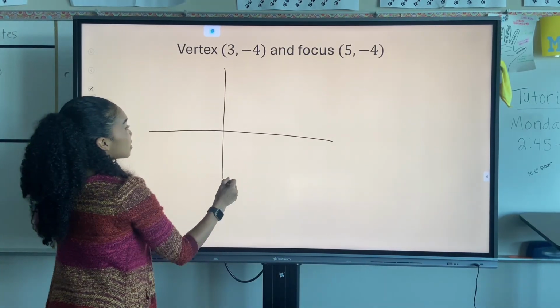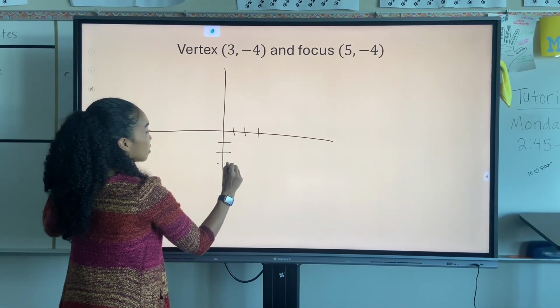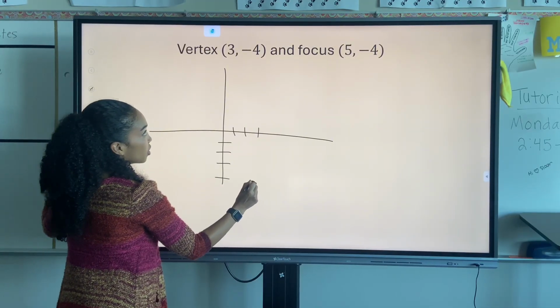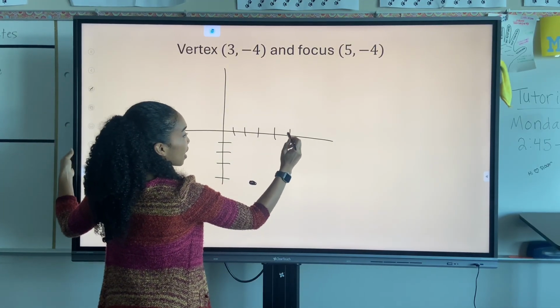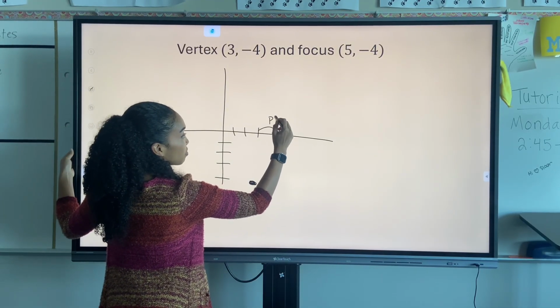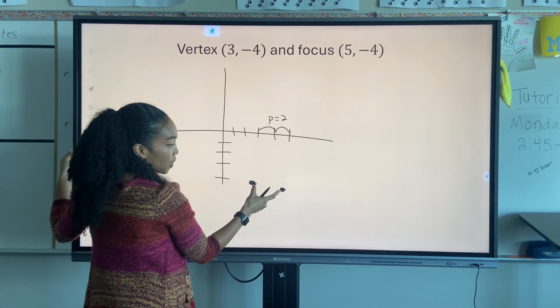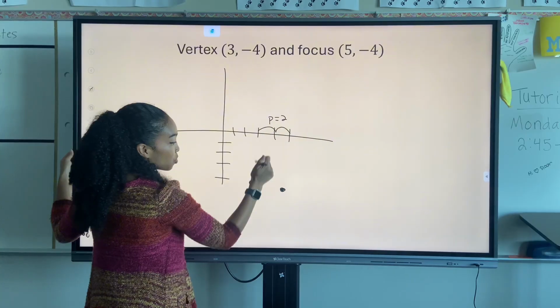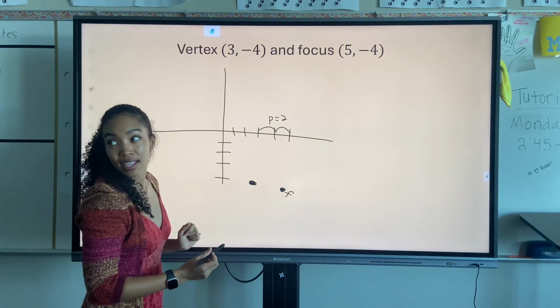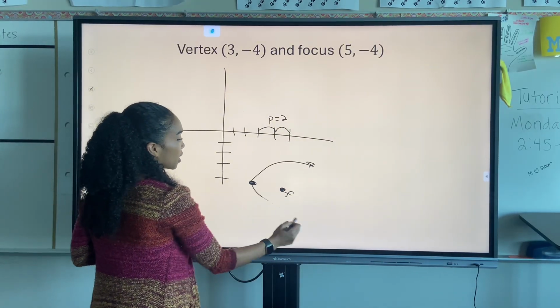Your vertex is at 3, -4. Your focus is at 5, -4, so 2 spaces away. Your p-value is 2. That's 2 spaces away, so your p-value is 2. Your focus is always inside, so it faces this way.